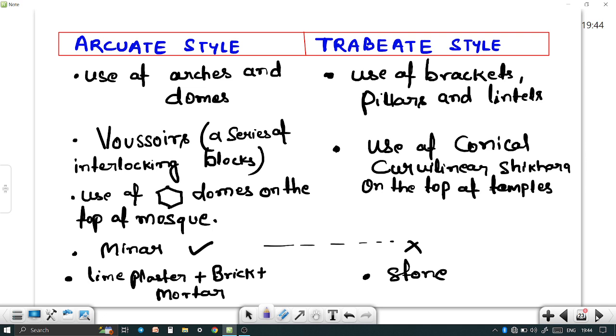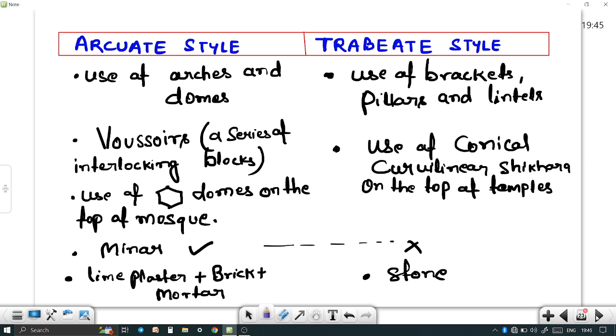Well, and in the arcuate style, there is use of hemispherical domes on the top of mosques. And here minarets are present on the four corners of the mosque. And in this, lime, plaster, bricks and mortar were also used for the construction work. In the traditional trabeate style, the minaret is absent. Okay. And there is use of the conical or curvilinear shikhara on the top of the temples. Then stone has been the primary component of all the constructions.